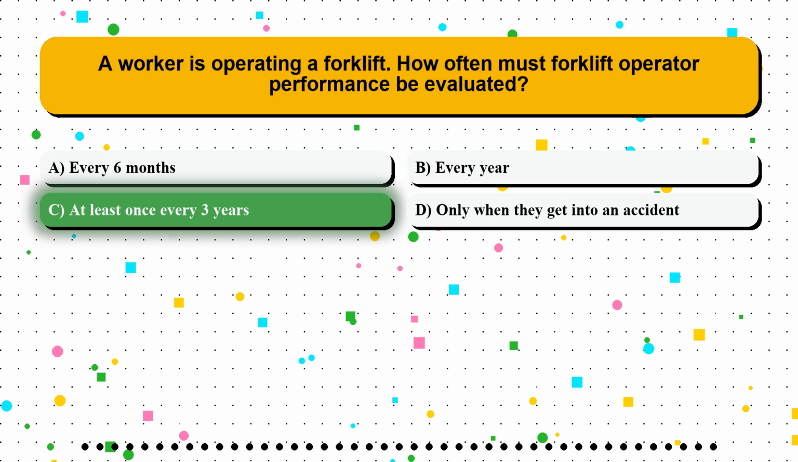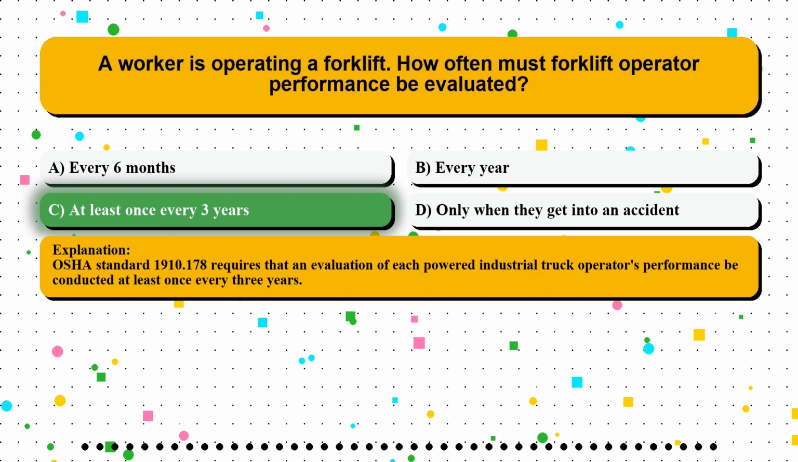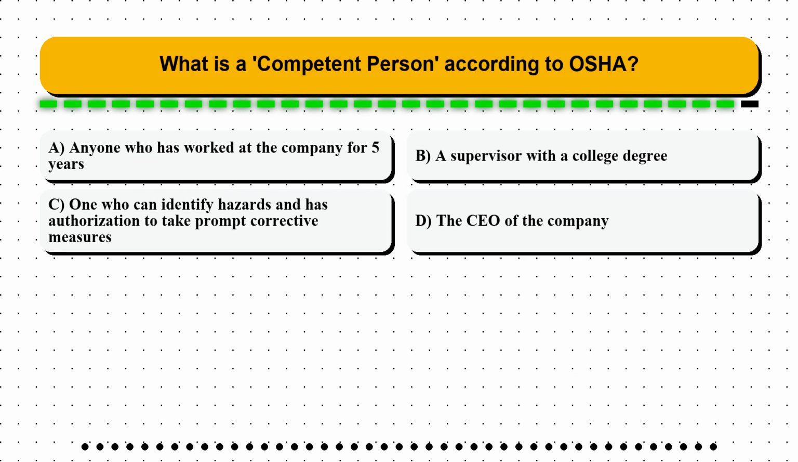The correct answer is option C. At least once every 3 years. OSHA Standard 1910.178 requires that an evaluation of each powered industrial truck operator's performance be conducted at least once every 3 years.